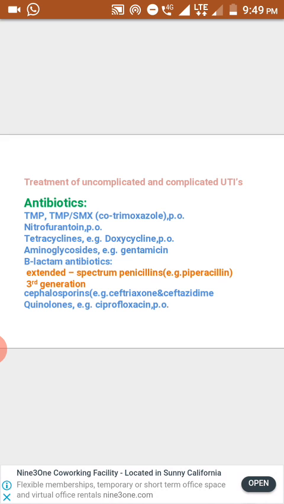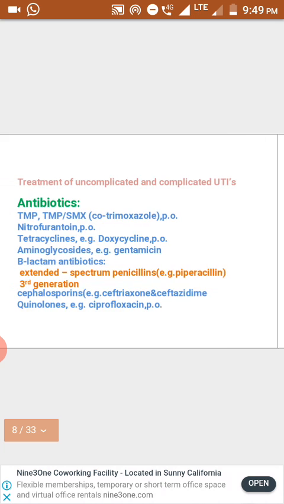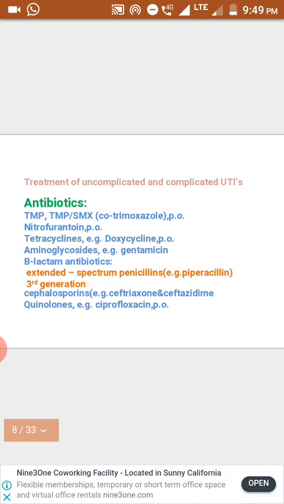Okay, extended spectrum penicillin like piperacillin, third generation cephalosporins, fluoroquinolone, ciprofloxacin. These are the drugs. Their mechanism of action and side effects we already discussed in the previous chapters. Please keep in mind these are the drugs which are used for the treatment of urinary tract infections. In examination they ask about the drugs used in chemotherapy of urinary tract infections.